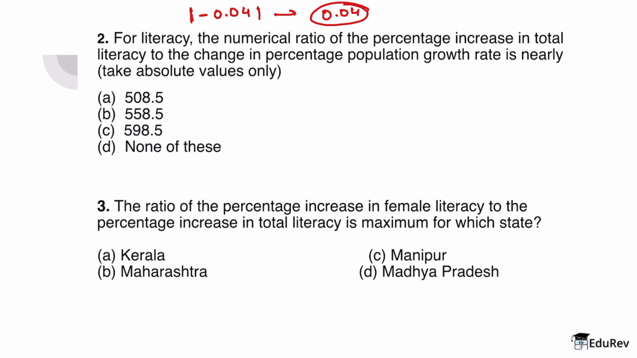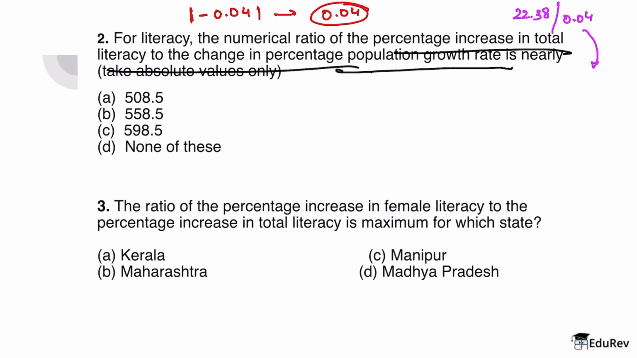Alright. So what is going to happen here is, for the state of Bihar, the numerical ratio between the numerical value of percentage change in total literacy to the change in percentage population growth rate is going to be what? So this is going to be what for Bihar? This is going to be very, very simple. We have just seen what it is. It is 22.38. So it's 22.38 upon 0.04.